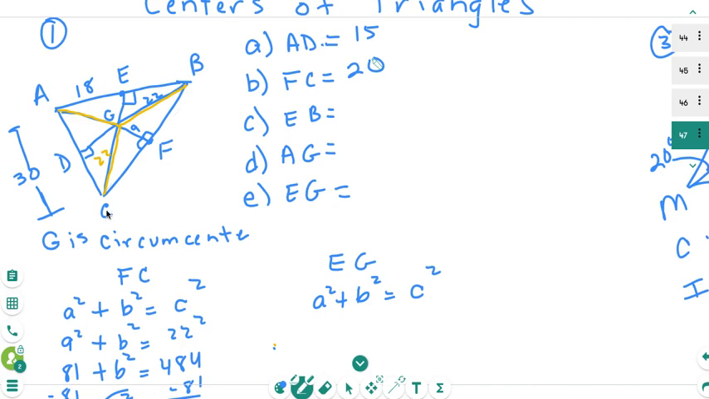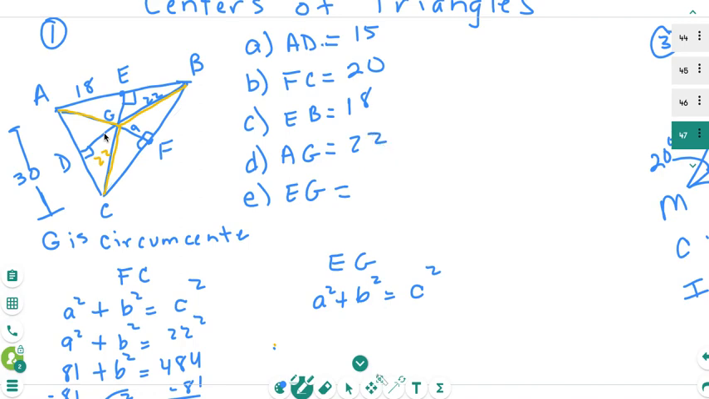If we look for EB, EB here will be equal to AE because this is a perpendicular bisector. So that's going to be 18. We're looking for AG. AG is going to be the same length as BG and CG because this is a circumcenter. So the angles, the lines from the angles are going to be the same. So that's going to be 22.